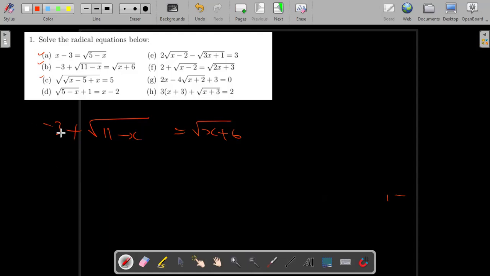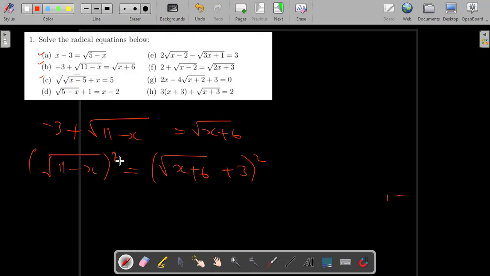I can take this negative to the other side, such that I just remain with this radical here, 11 minus x, equal to root of x plus 6, then plus 2 outside. The reason why I picked that is I want to deal with positives. So here I bring in the square on both sides, I square both sides. So this radical goes, and I remain with 11 minus x.